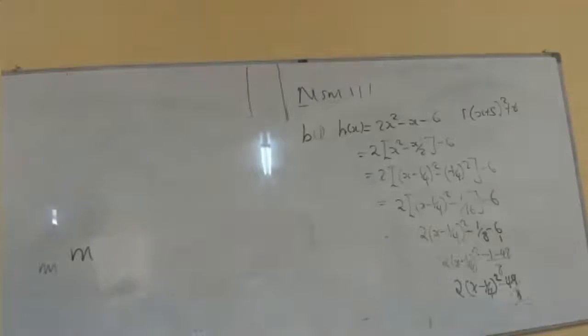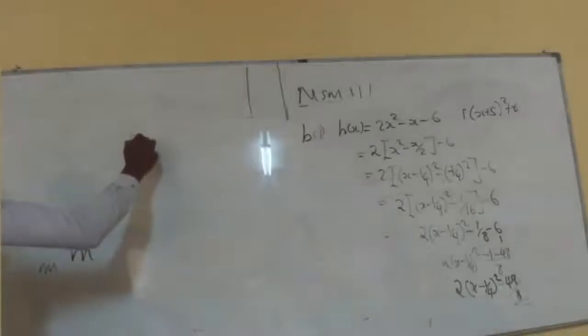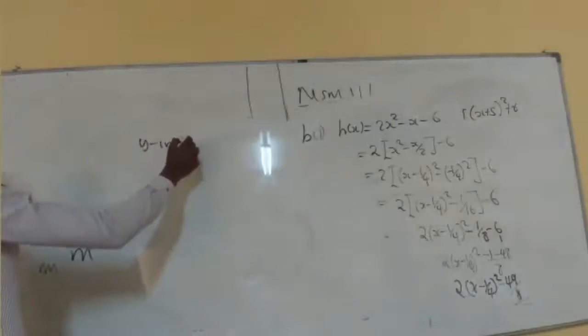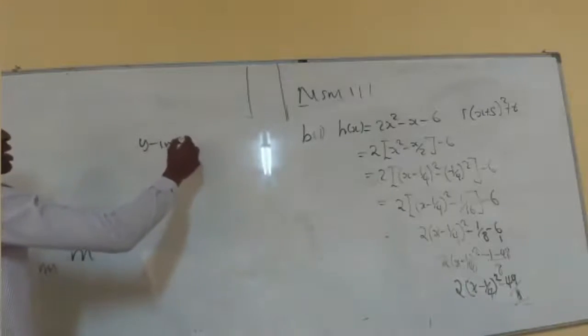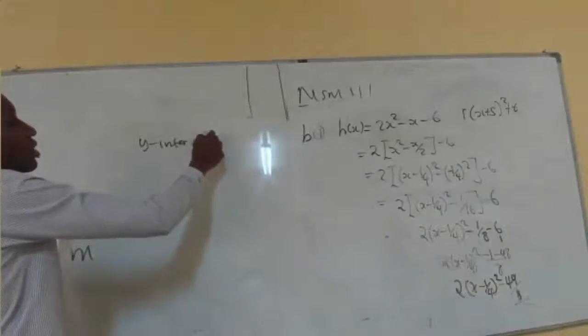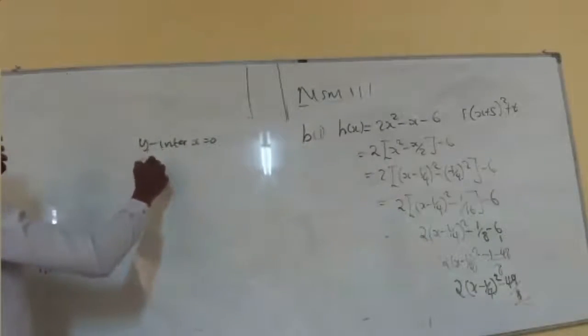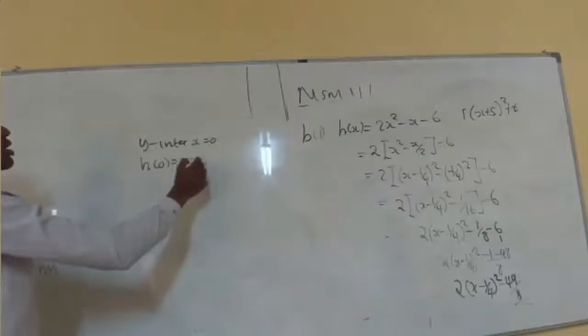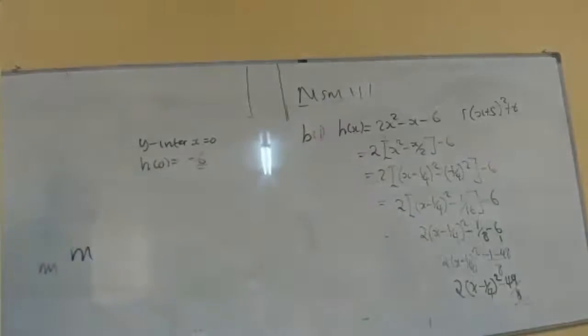Next, sketch. Okay, so it's sketch the graph of g(x) is equals to the absolute value of h, showing all the intercepts and turning points. Okay, so we have the turning points. To find the y-intercept, we know that for the y-intercept, x is equals to 0, right? So we have h(0) is actually equals to -6. So this is the y-intercept, right?